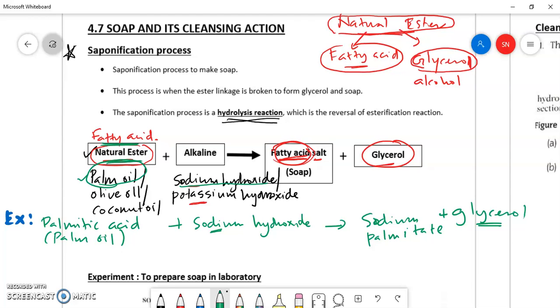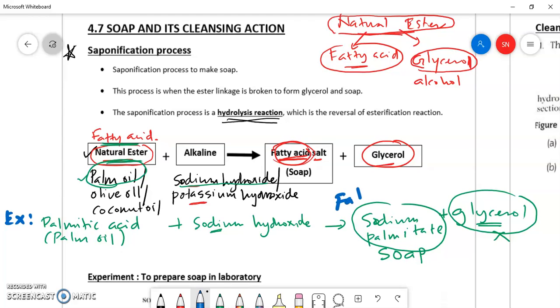Whatever you use as the fatty acid or natural ester, or whatever you use as the alkaline, doesn't matter. It's always going to be glycerol at the end. This is the waste product, the byproduct. We're not interested in this. We are interested in the sodium palmitate which forms, because this is actually the soap which is produced. So remember, natural ester plus alkaline becomes sodium palmitate soap, a fatty acid salt, which is actually the soap, plus glycerol.